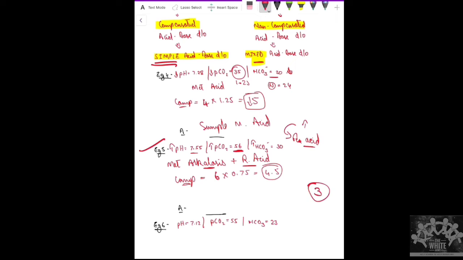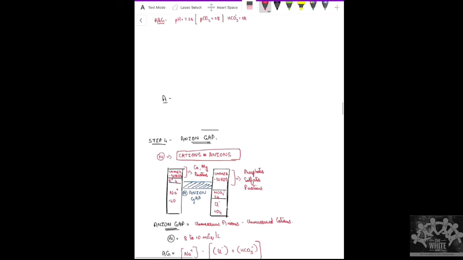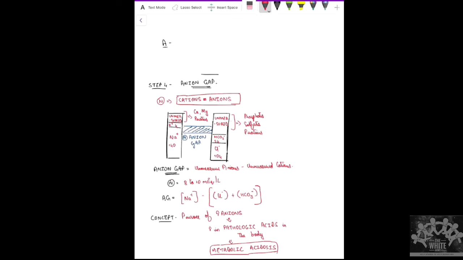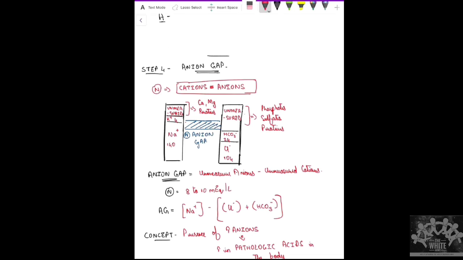We follow 3 steps. Check for acidemia or alkalemia. Then what did we do? We checked for the primary disorder. Then we saw whether the body compensated it or not. Now moving further to the next steps. Then we check for something called the anion gap. So let's see what this concept of anion gap is.